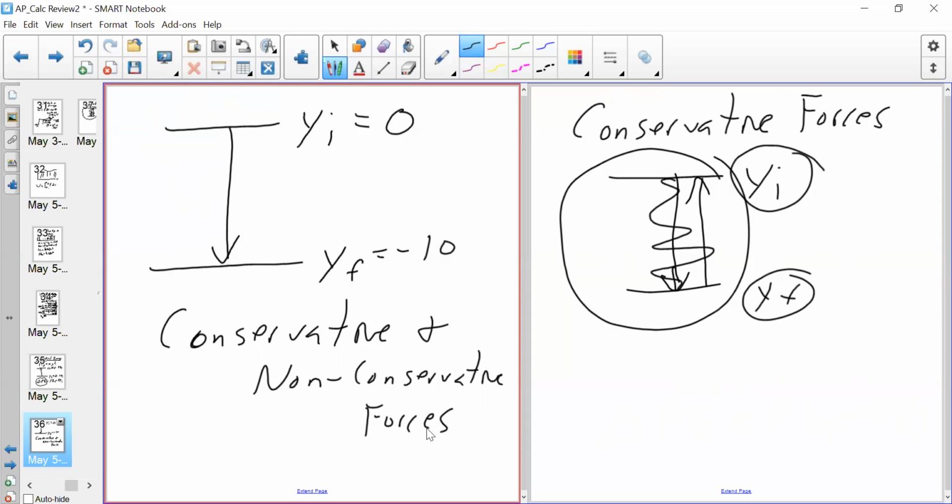Whereas with the non-conservative forces, it doesn't matter what path you take, you're always going to lose energy. So friction will always take energy out of the system. Just to keep that simple. You can never recover the work that's done by friction.